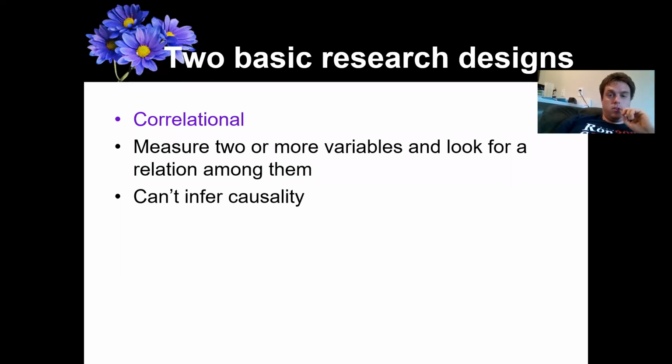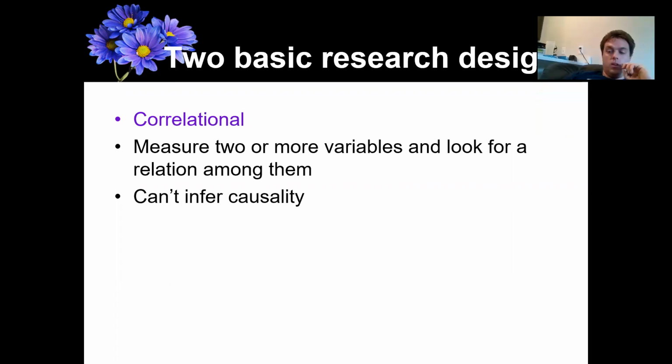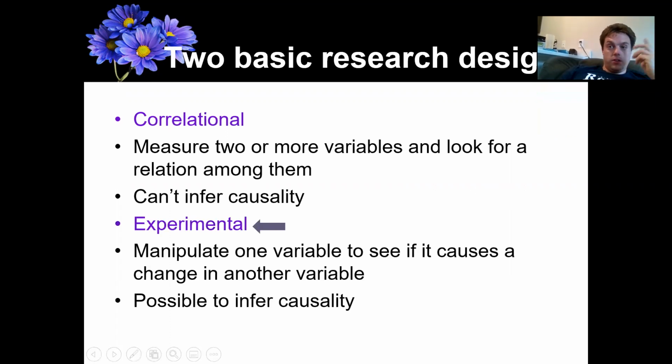Okay, so we've talked about correlations, why they're useful, when they're useful, what their limitations are. Now let's talk about actual experiments. In an experiment, you're actually going to manipulate one variable to see if it causes a change in another variable.